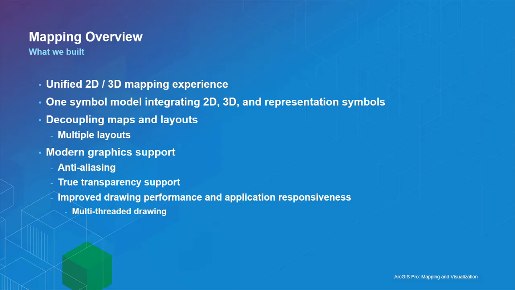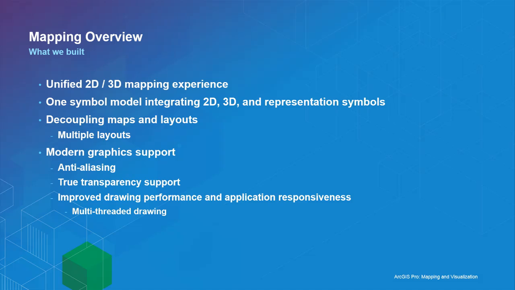Like I said, we have modern graphics support. This is a 64-bit application, so it's smoother, it draws better, it runs faster. We have anti-aliasing support now, so we get crisper fonts, crisper line work. True transparency support. If you do cartography, this is a huge benefit in Pro. Anywhere across the system where you apply a color, you can make that color transparent. And that has really big implications.